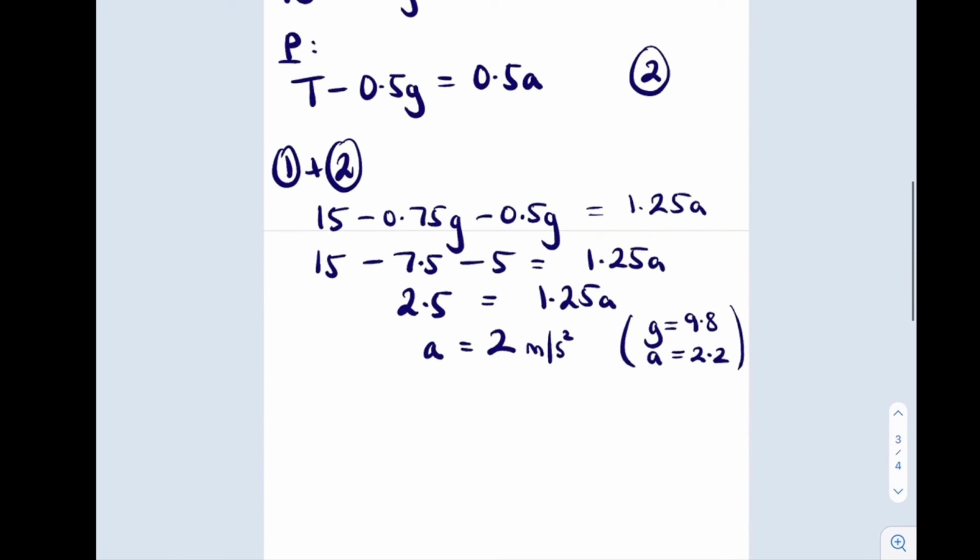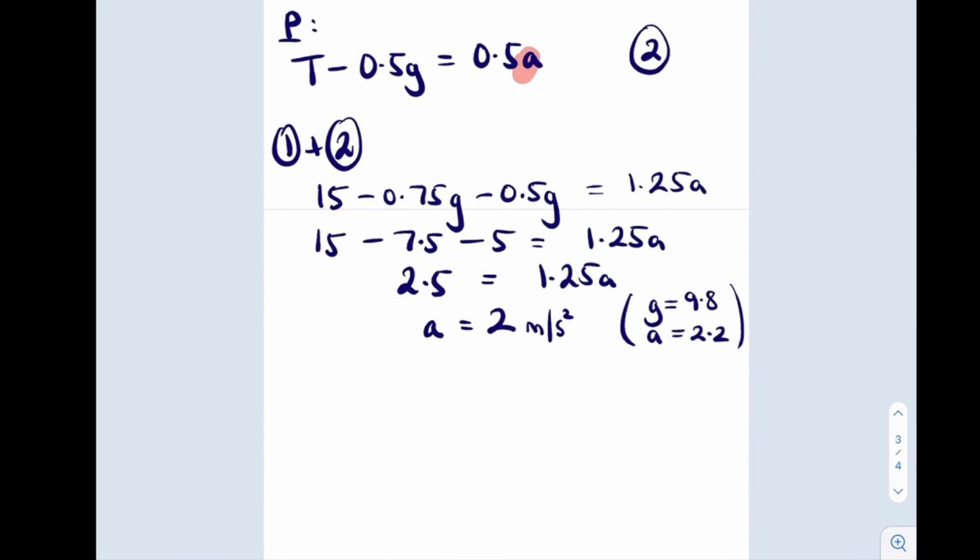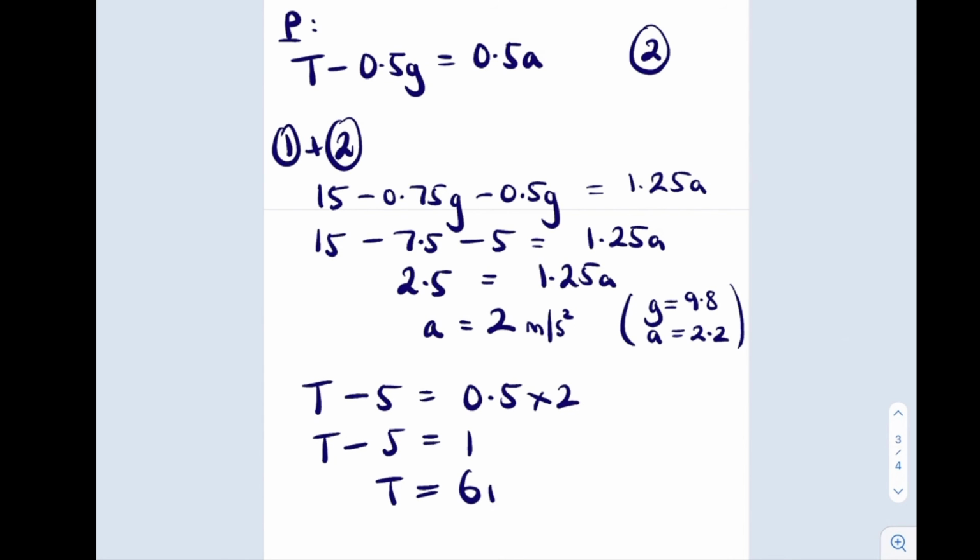And then I'm going to substitute that value of a into the second equation, because it's slightly less complicated than the first one. And using g equals 10 again, I'm going to have T minus 5 equals 0.5 times 2. So T minus 5 equals 1, leaving me with a thrust of 6 newtons, so T equals 6 newtons.